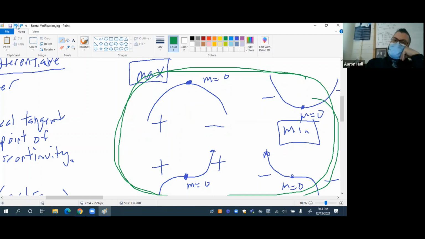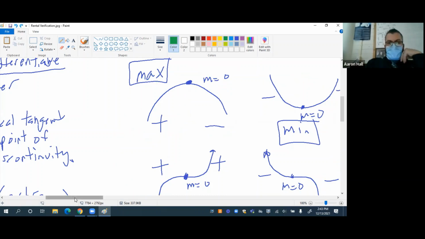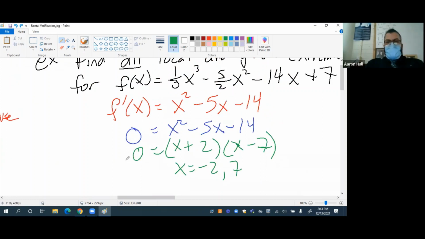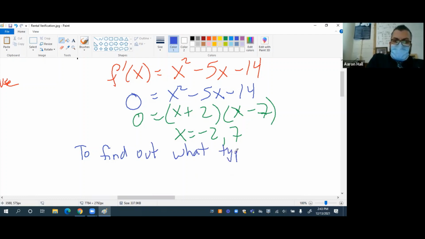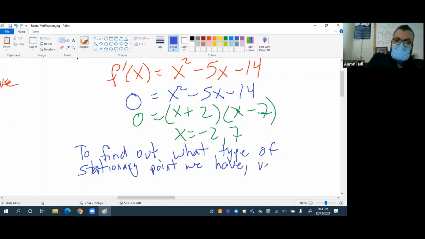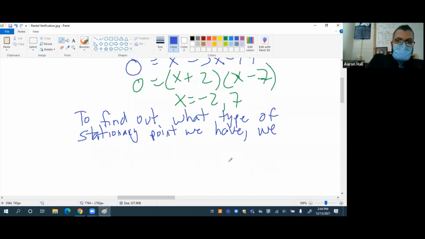So we're going to use what's called a sign diagram. To find out what type of stationary point we have, we use a sign diagram.